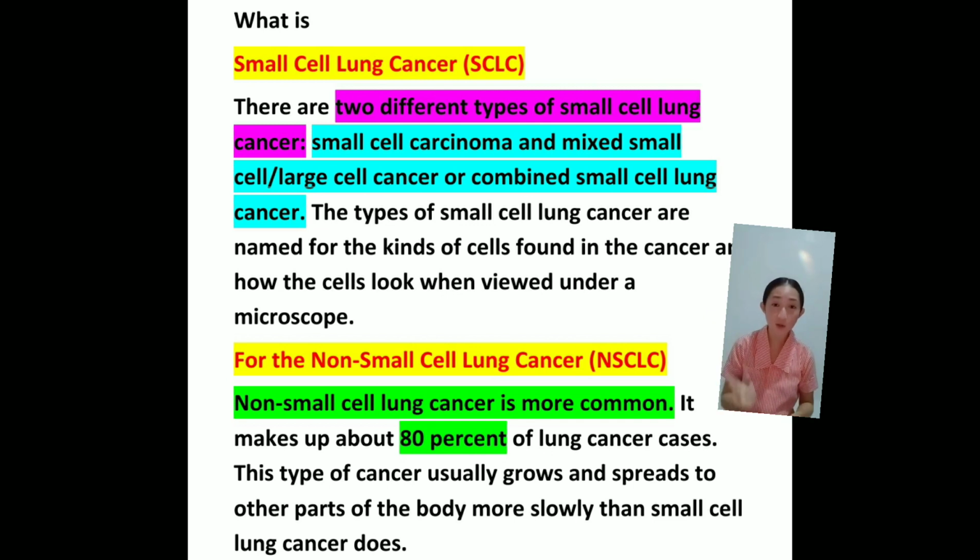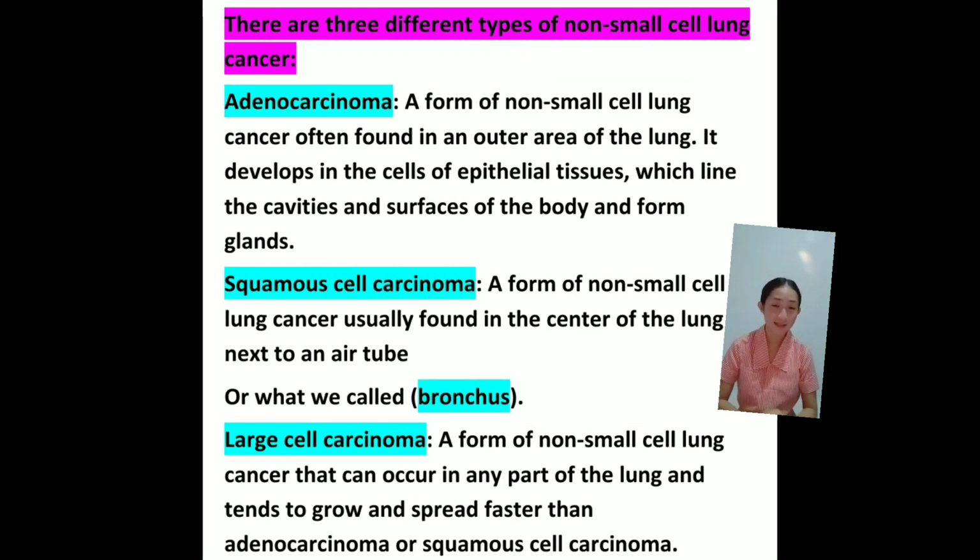Non-small cell lung cancer is more common. It makes up about 80% of lung cancer cases. This type of cancer usually grows and spreads to other parts of the body more slowly than small cell lung cancer does. There are three different types of NSCLC, non-small cell lung cancer.